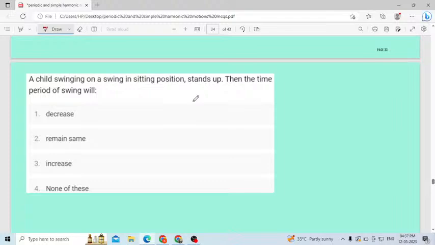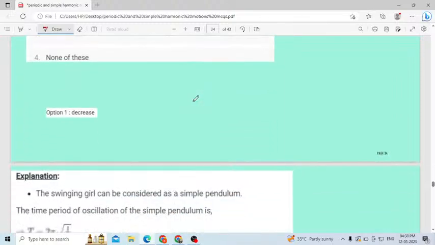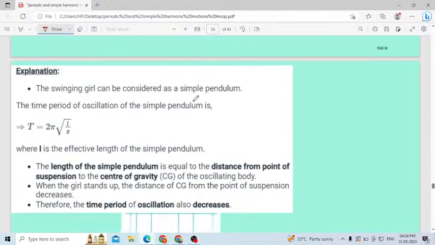A child swinging on a swing in sitting position stands up, then the time period of the swing will be: first option decreases, remains the same, increases, none of these. Very interesting question. I will explain with the diagram.